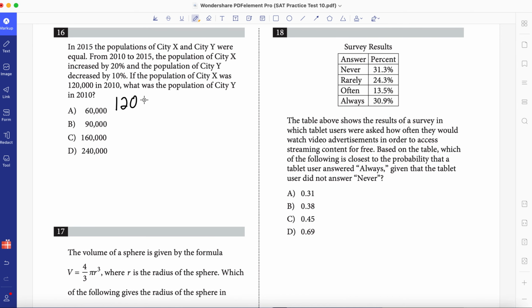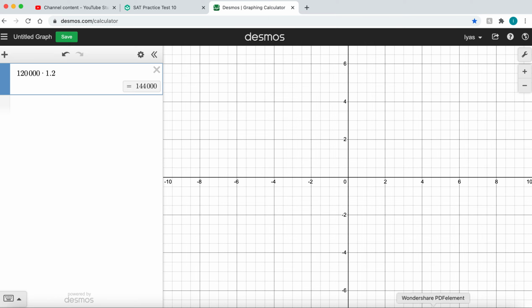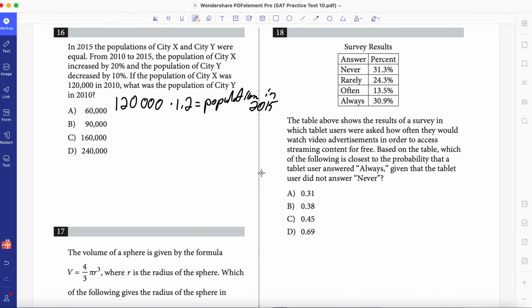So it's going to be 120,000 times 1.2 is going to equal the population in 2015. What is this going to be? I can probably do the mental math, but it's easier to just use a calculator. So this is going to be 144,000. And then we know that the populations were equal in 2015.